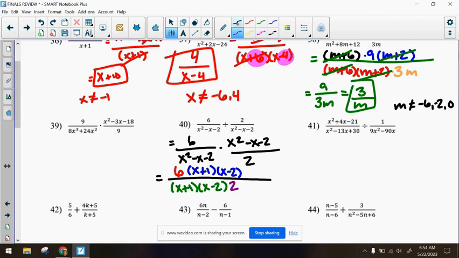I'm going to list my restrictions for this one. X cannot be equal to negative 1 or 2. This 2 in purple has nothing to do with any restrictions. The x plus 1s will cancel. The x minus 2s will cancel. And finally, I'm left with 6 over 2, which will reduce to be 3.